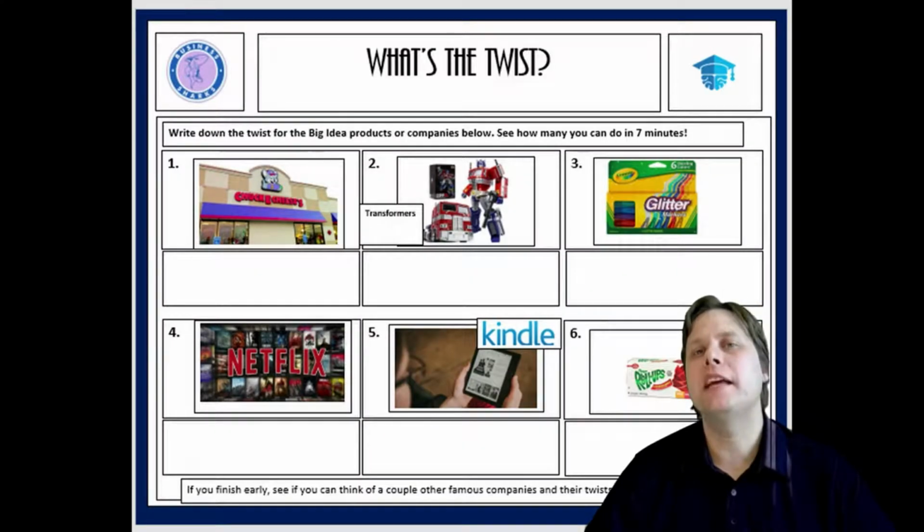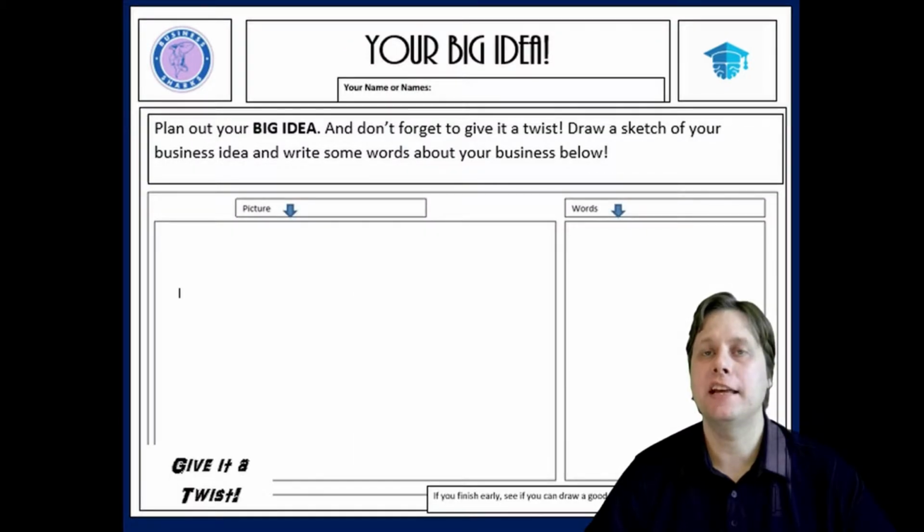So they play a little game that I will walk the students through in the video, where they take some famous businesses and they have to write down the twists on a sheet that looks like this. Then with a partner or by themselves on a sheet that looks like this, they're going to write down their idea for a business and product.